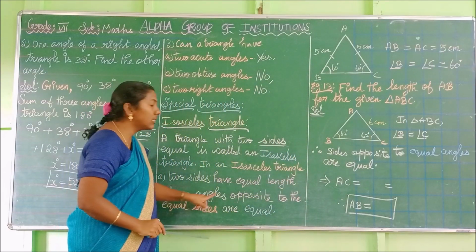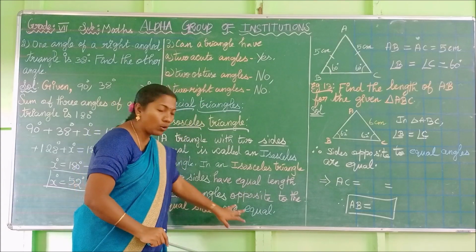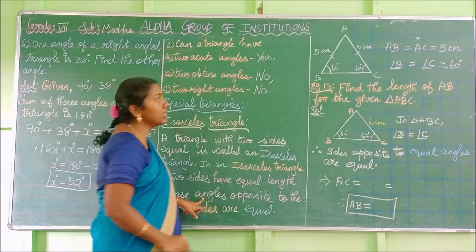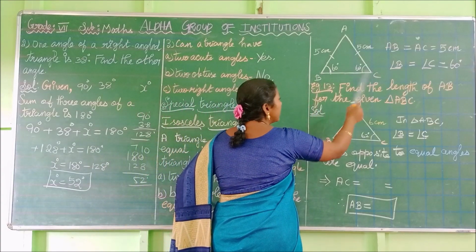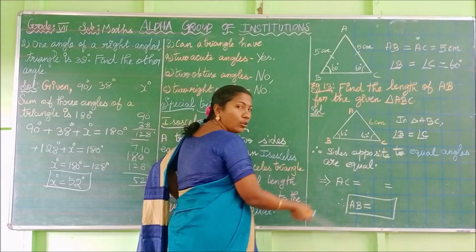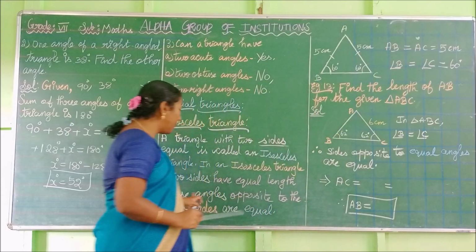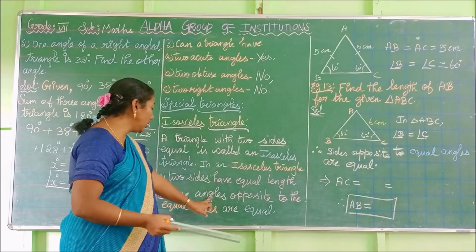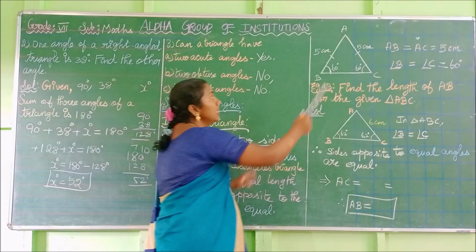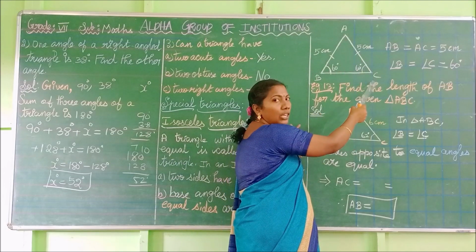Base angles opposite to the equal sides are equal. Base angles, which is the base of this triangle? BC is the base of the triangle because this side is parallel to the ground. So this is the base of this triangle. Base angles opposite to the equal sides. In this triangle, what are the equal sides? AB and AC are equal sides.